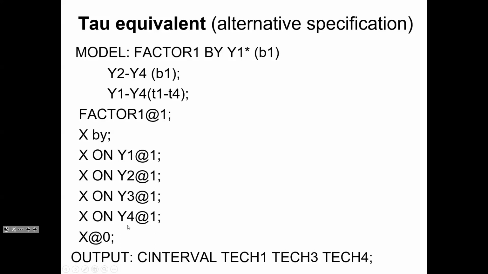Yeah, so Y1 to Y4, because they're just hanging out there, right? And they're endogenous variables. So that's really talking about the residuals for Y1 to Y4. Those are our measurement errors for Y1 to Y4. And then putting T1 to T4 in there is just naming those parameters. So I'm naming the error variance for Y1 to be T1, the error variance for Y2 to be T2, the error variance for Y3 to be T3, and the error variance for Y4 to be T4.